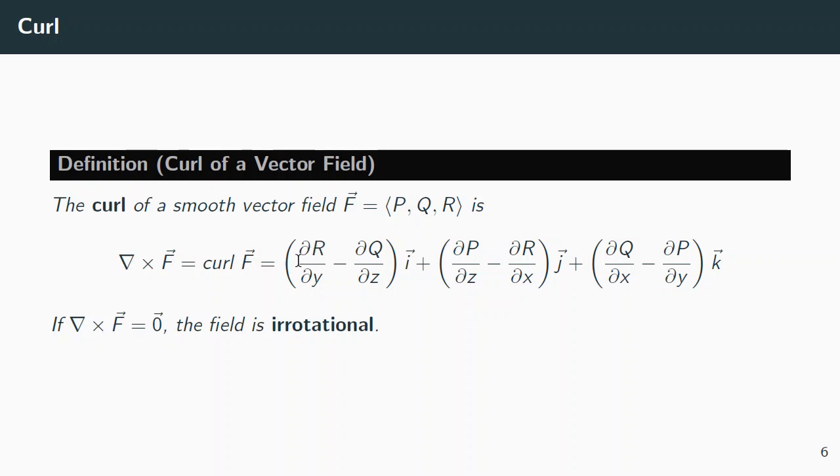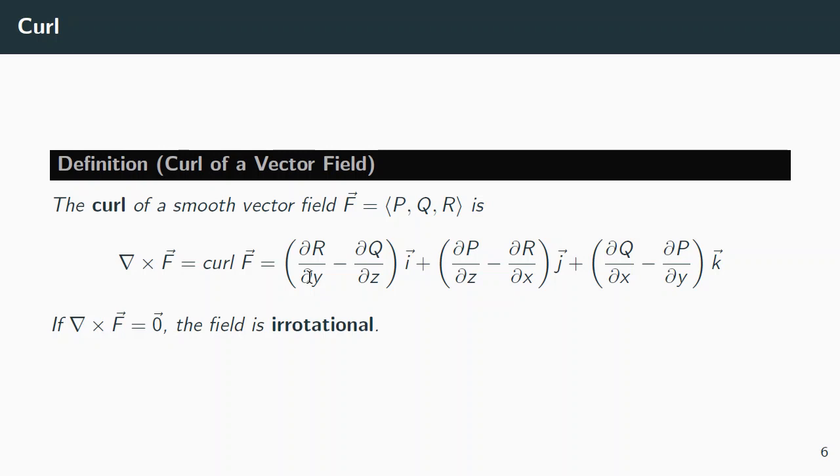Mathematically, you see this as taking the y partial derivative of R minus the z partial derivative of Q times the vector i, and then the z partial derivative of P minus the x partial derivative of R times the vector j, and then the x partial derivative of Q minus the y partial derivative of P times the vector k. What you're noticing here is this i, j, k, those are vectors, so we're getting a vector. The divergence of a vector field was a number, but the curl of a vector field is itself a vector.